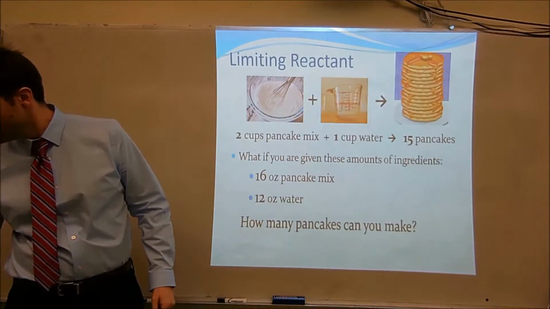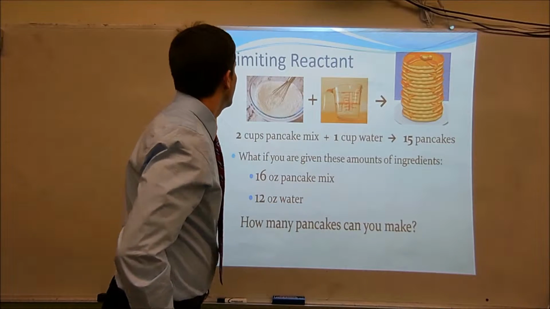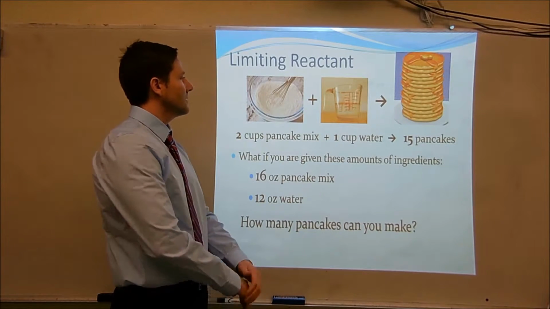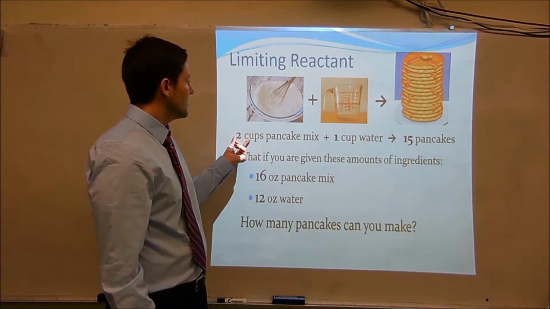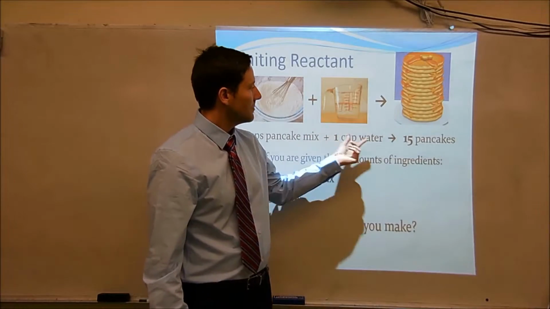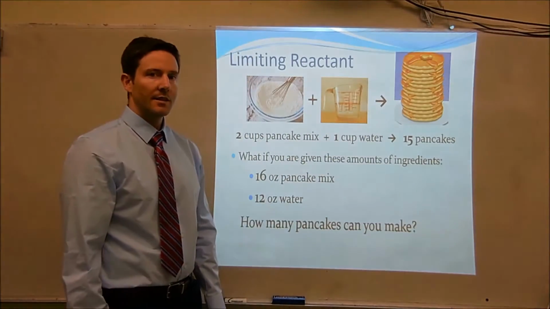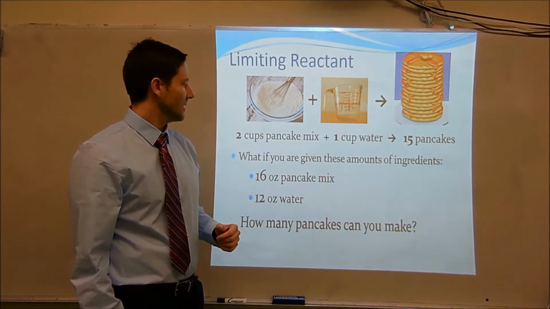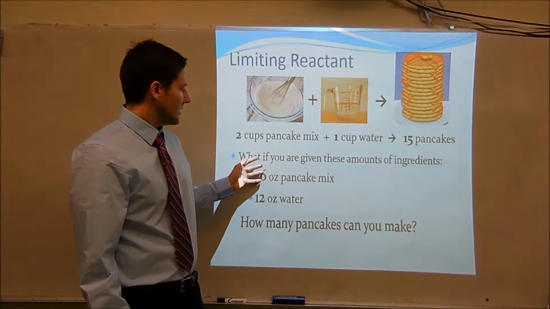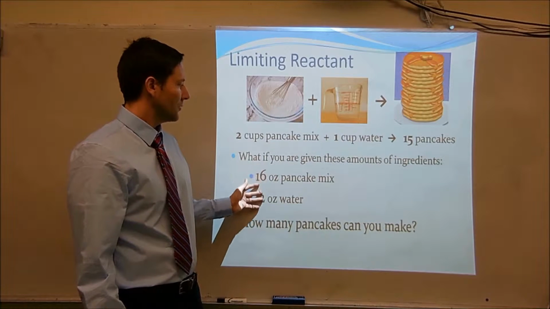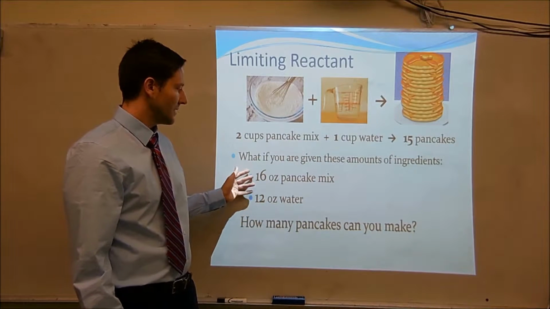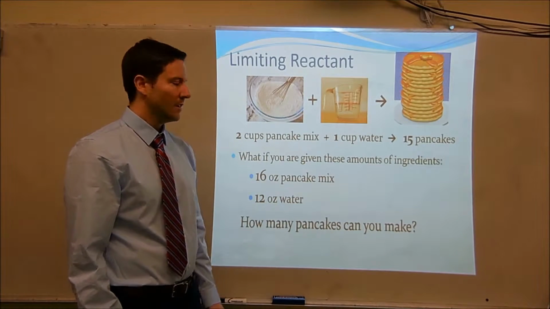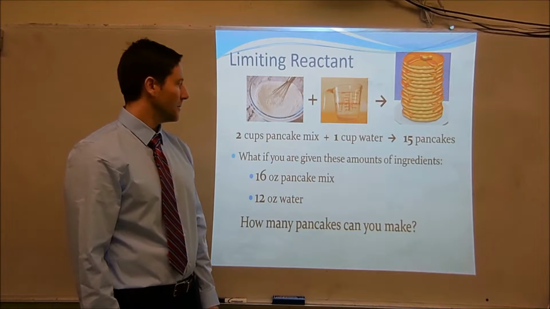Another example, using pancakes. Let's say your favorite pancake recipe, 2 cups of pancake mix plus 1 cup of water will make 15 pancakes. And that's the ratio that you have to use to make the best pancakes. Someone gives you these ingredients: 16 ounces of pancake mix and 12 ounces of water. How many pancakes can you make with that?